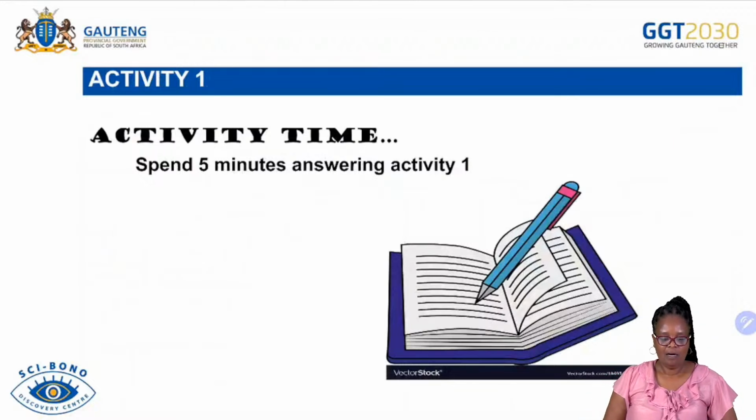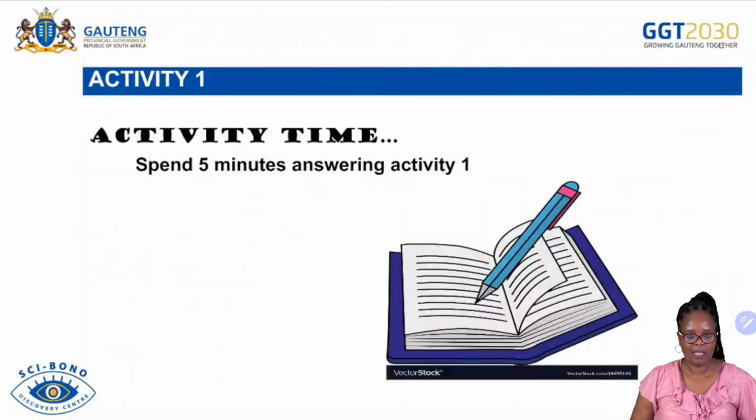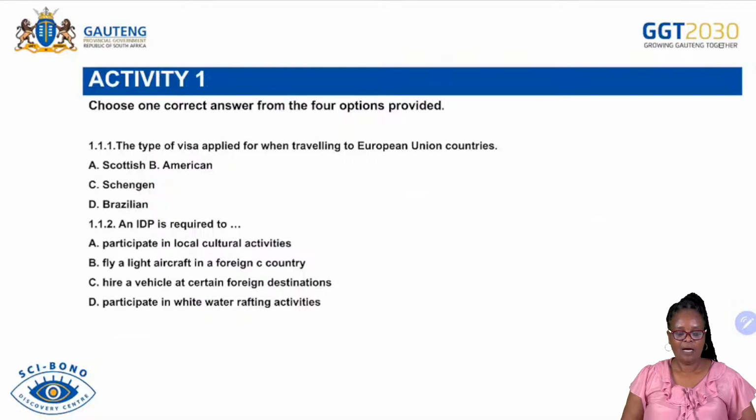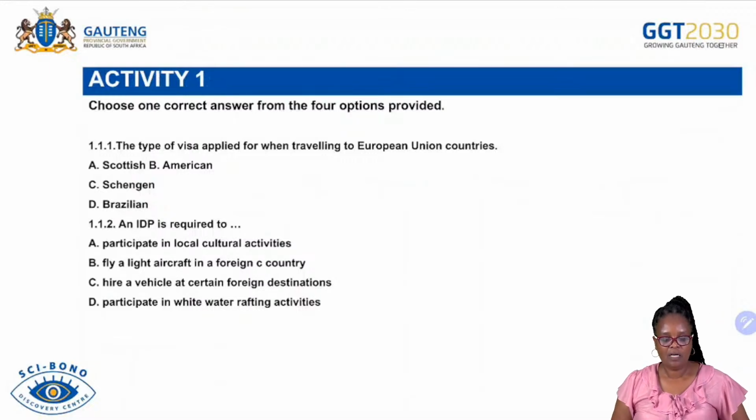Okay? We'll be starting now with our activity. Look at the time. I'm going to give you only 5 minutes. That is our activity. I will be scrolling each page after a minute. So now, let's go. 3, 2, 1, go.